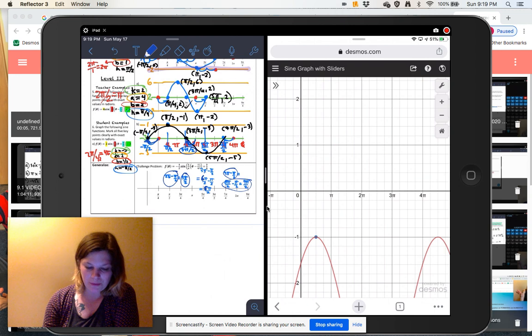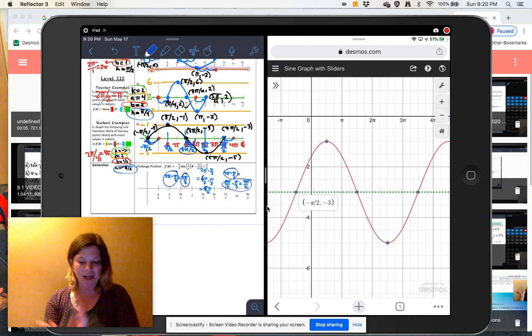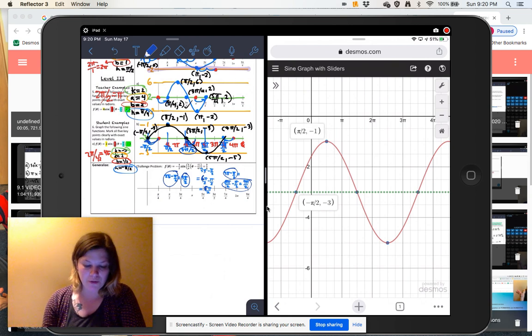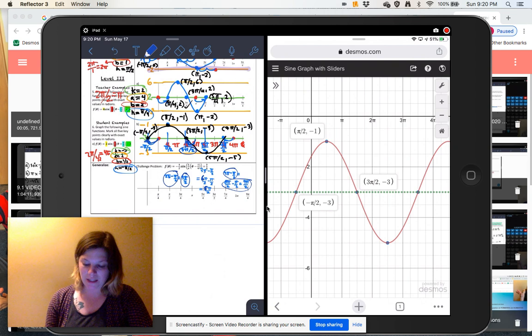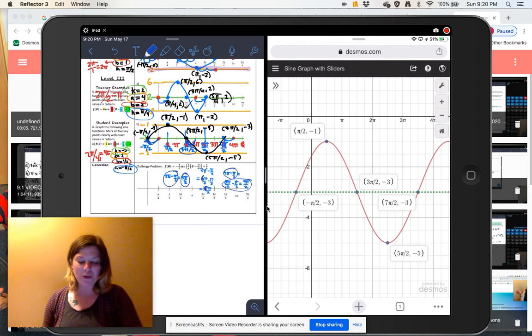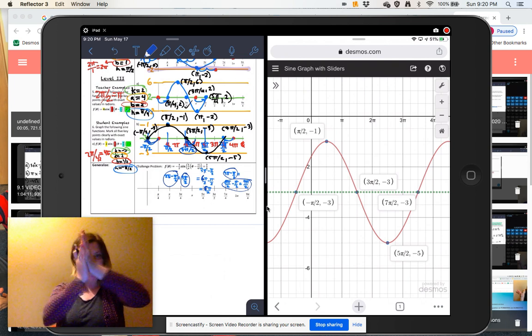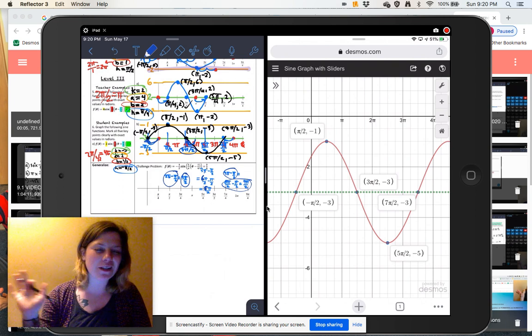Okay, so our middle line is at -3, and our first point is negative pi over 2, -3. Okay, I got it right. And then I would look at my next point, which is pi over 2, -1. Check, check. I'd look at my next point, 3 pi over 2, -3. Looking good. Next point, 5 pi over 2, -5. Remember, amplitude was 2, so we had to go down 2 from -3 to get to -5. And then our final point, 7 pi over 2, comma -3. Hey, I win, I win, I win. All right. Yeah, I know I get a little too excited.